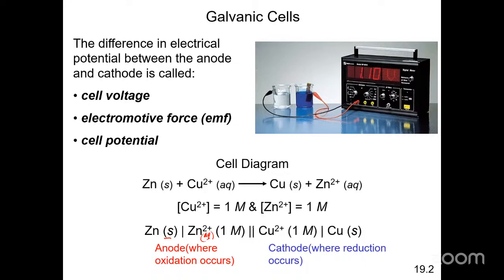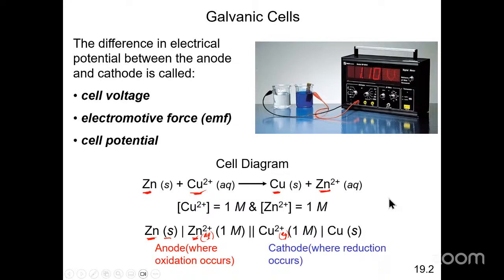And then we have a double line here, which basically represents a separation between the two electrodes. And then we have copper 2+ aqueous, 1 M, and then copper solid. We put the copper 2+ aqueous first because it's copper 2+ that is undergoing reduction to form copper, all right? Over here, the zinc is placed first, and then the zinc 2+ aqueous, because zinc is the reactant here, and zinc 2+ will be the product as a result of the oxidation, all right? So that's just a shorthand way of representing a galvanic cell based on its composition and concentration and so on.